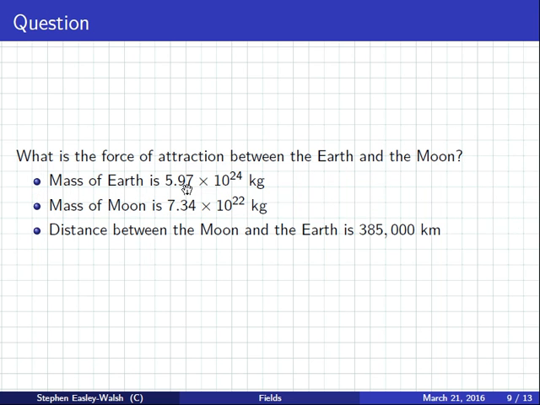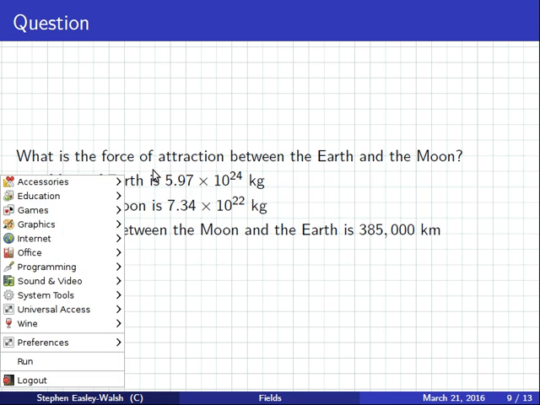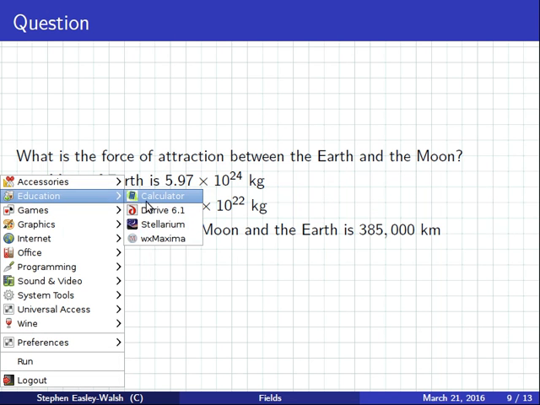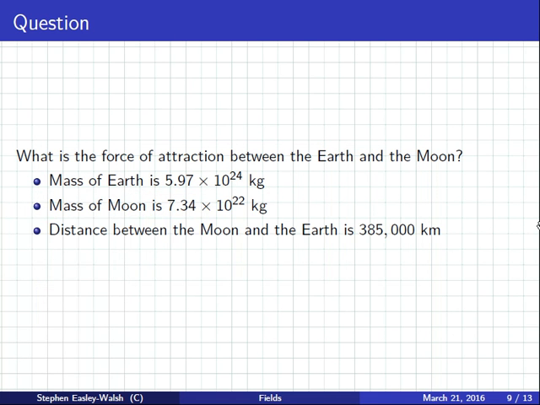Okay, so here's a small example to get started. How much force is there between the Earth and the Moon? And I give you some info. Here is the Earth, here's the Moon, and here is the distance between the Moon and the Earth. So we just have to bash this in on the calculator. Jerry and everybody, could you calculate the force here?